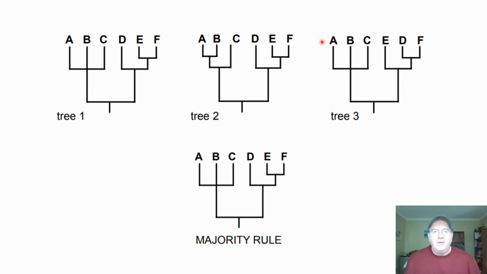These guys don't know, and then C on the outside. So on this side of the tree, the unresolved trichotomy wins. On the DEF side of the tree, tree 1 says E and F are most closely related. Tree 2 says E and F are most closely related. Tree 3, however, says D and F are most closely related. 2 out of 3 say E and F, majority wins, E and F shows up in the tree.